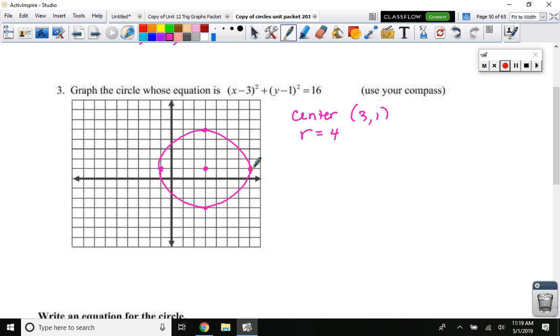Looks like an onion with the center at 3, 1. Oh, whoops. I drew it about the arc. Question so far? Pretty easy as long as you know that format, right?